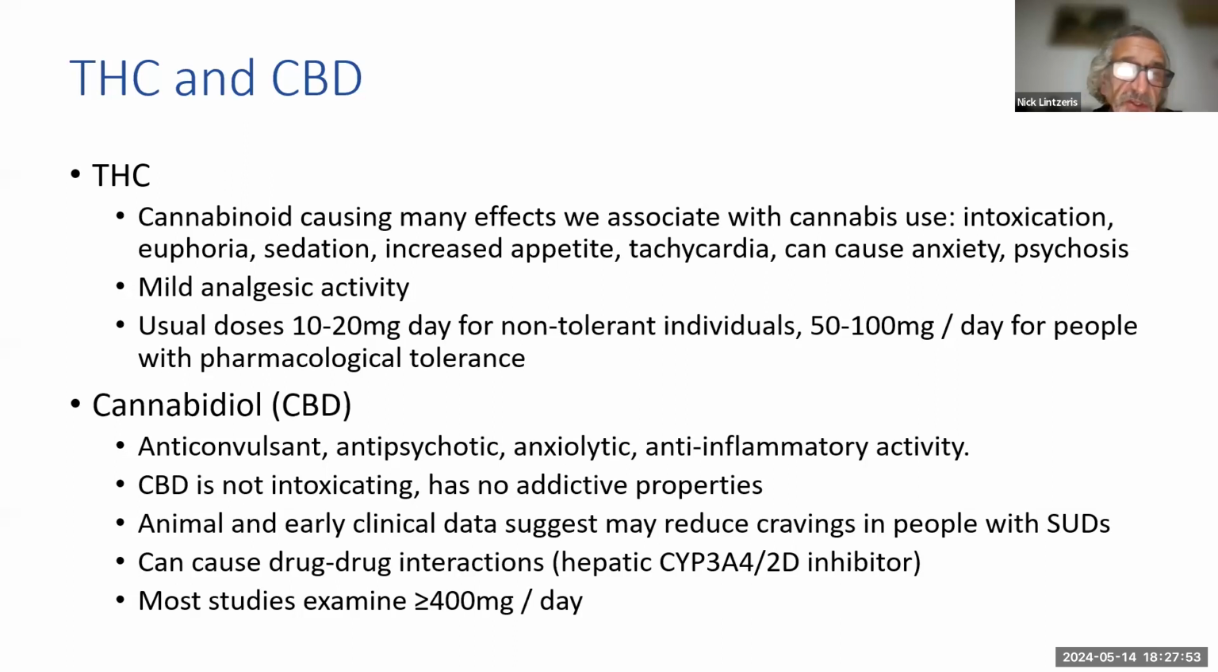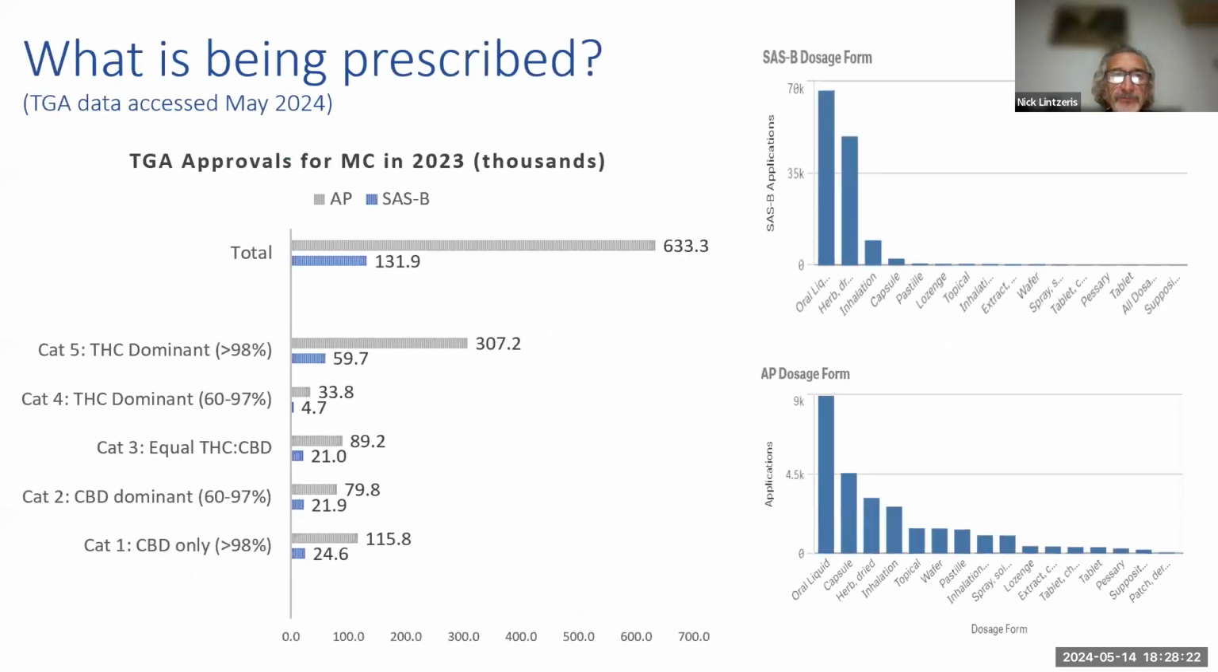The doses that we use of CBD are highly variable. Most clinical trials are looking at doses of 400 milligrams a day or more. Because in Australia CBD is not subsidised and is quite expensive, we often find a lot of patients are using much lower doses, say 50 or 100 milligrams a day, because that's all they can afford. We don't really know whether those doses have much therapeutic benefit or not.